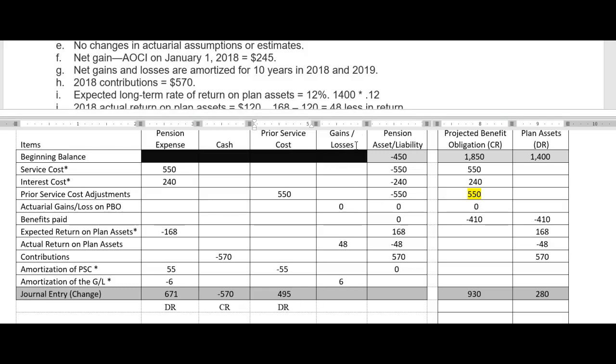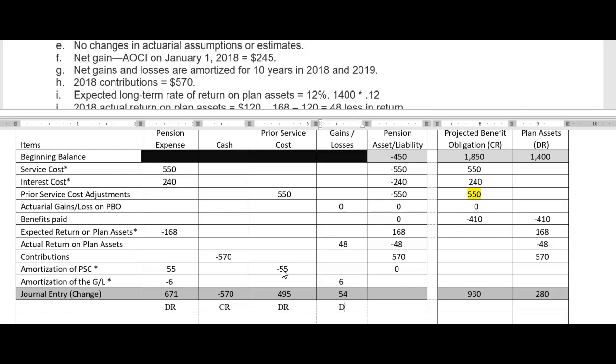Gains or losses, again, losses are the debits here. So as we increase, we're increasing the loss. As we decrease, we're offsetting the gain. So this year we did a 48 actual return difference there. And then we have a 6. So that brings us to a total of 54. And again, that 54 in gains or losses is going to be a net debit position.